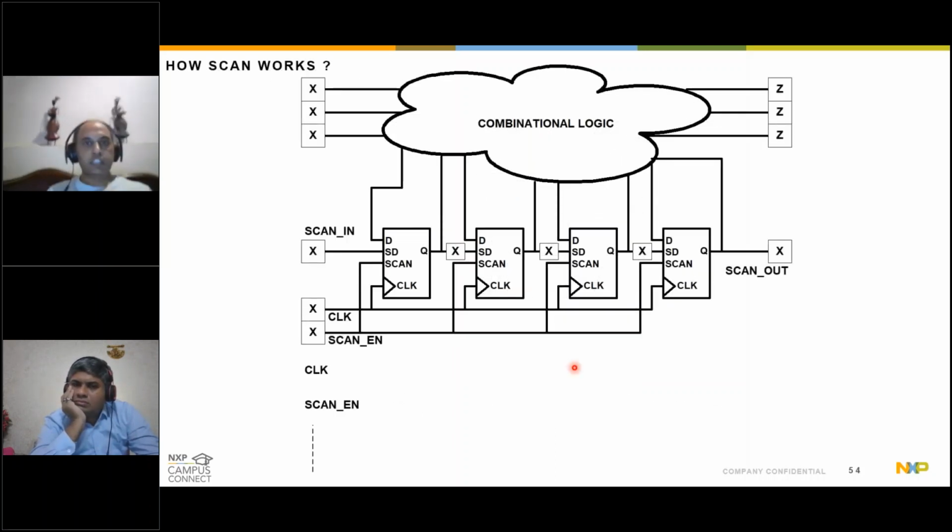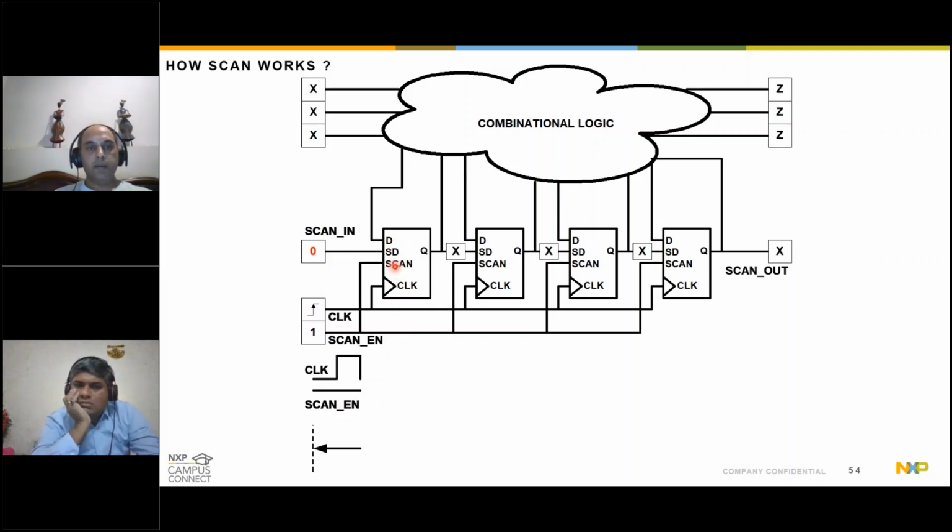So let's see how this connectivity helps. How does scan work? Let's say at my first clock edge, my scan enable is high. As I explained earlier, when my scan enable is high, the mux in all the flops is programmed such that the data flows through the SD input. So the flop will capture the data through the SD input.